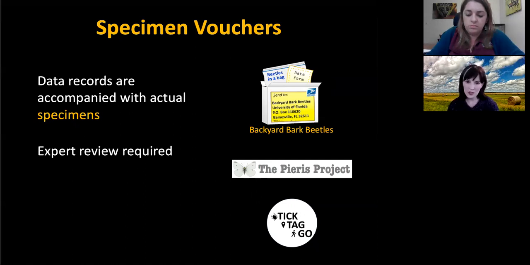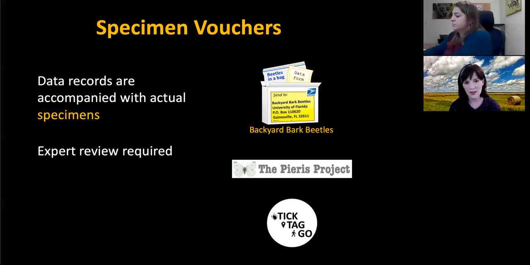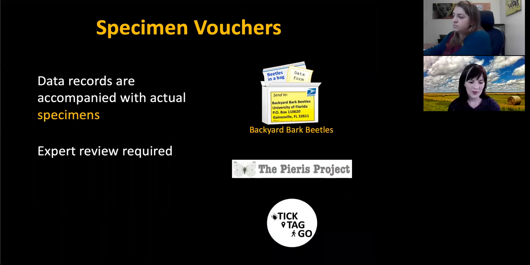The Purist project, which focuses on cabbage whites, is another example where you actually send in butterflies that you capture. And then in Tick Tag Go, we kind of dabble with specimen vouchers, because sometimes the photographs don't always work depending on what kind of animal you're working with. So sometimes we ask people if they've saved the tick. A lot of times people are getting more accustomed to freezing things. So they may save it, and we ask them to send it in so that we can more accurately identify the species and then tie that data record to wherever it is that they collected it.